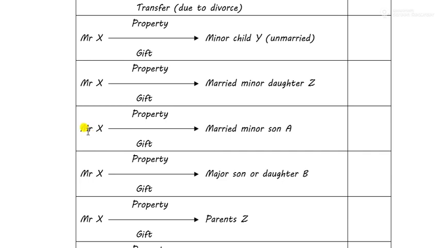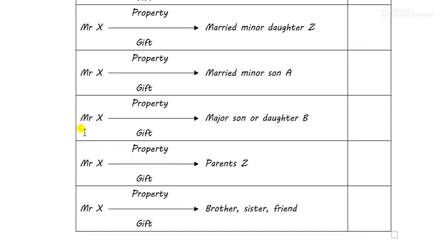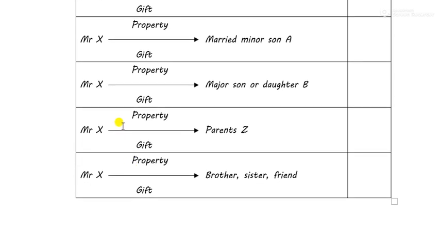Next, Mr. X gifts his property to married minor son A. Same thing, the child should not be married. If he is married, then he will be considered as the owner of the house property. Next, Mr. X gifts his property for inadequate consideration to whom? To major son or daughter. Same thing. Major son or major daughter. So here the son or daughter shall be regarded as the owner of the house property. Last, gifts his property to parents or brother, sister and friend. All these people shall be regarded as the owner of the house property.